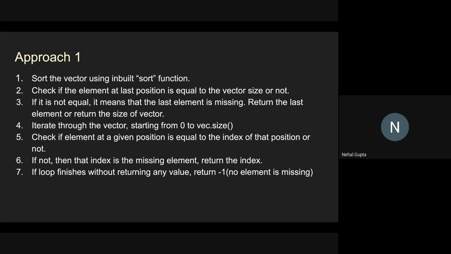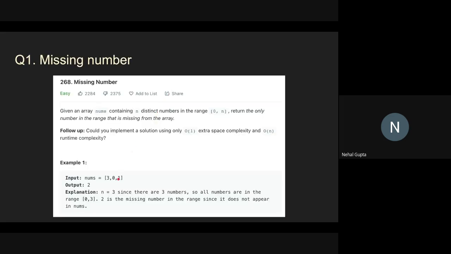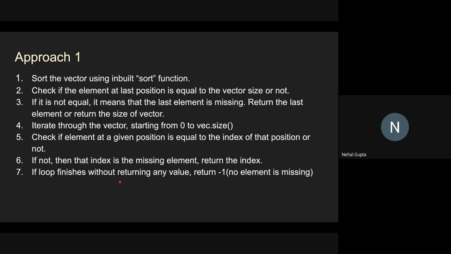So first of all, you sort the vector using the inbuilt sort function. Now the vector after sorting has become 0, 1, 3, right? I encourage all of you to write this down yourself, like the dry run along with me, so that it is easier for you to understand.